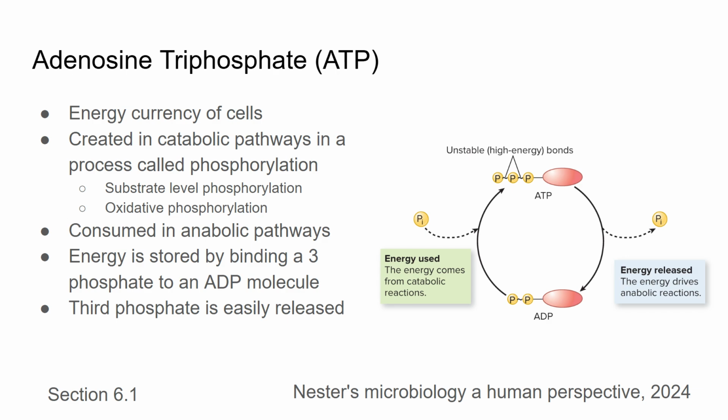So one last thing before we get into our pathways is going to be the idea of adenosine triphosphate, or ATP for short. So ATP is what we call the energy currency of cells.